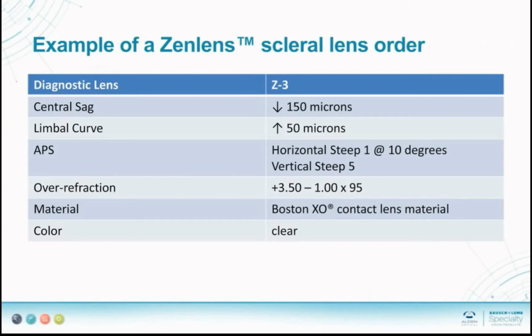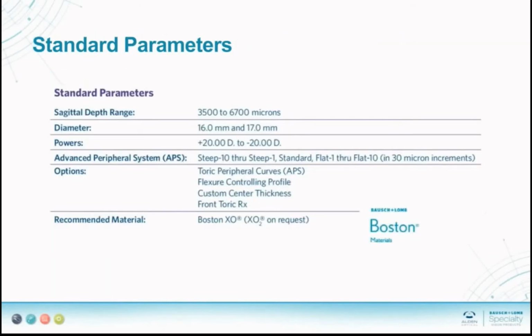The basics to ordering a Zen Lens Scleral Lens are as follows: the diagnostic lens that you used for your evaluation, central sag, limbal clearance, APS, over-refraction, material, and color. Remember, all over-refraction powers greater than or equal to 4 diopters require vertexing. If you do not vertex, let the consultation team know when placing your order. There are a wide variety of parameters that can help you accommodate the needs of your patients.